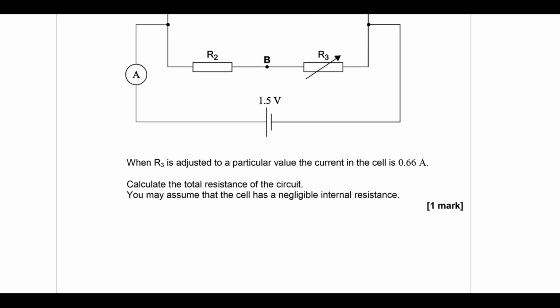So the total resistance is going to be equal to the EMF divided by the current through the battery. We're essentially applying Ohm's law to this cell. So as far as this cell is concerned, it's just connected to some resistance, which I'm calling RT, and there's a current going through it of I. So that's 1.5 divided by 0.66. So let's calculate that, which is 2.27 and so on, so 2.3 ohms.